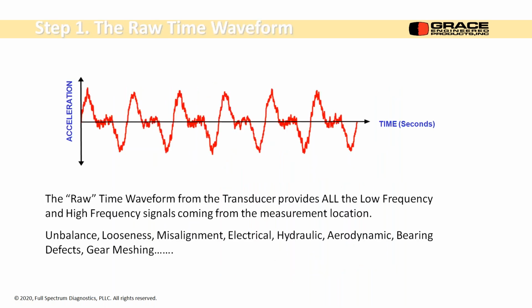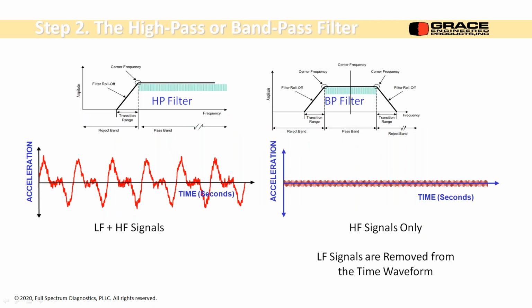I've got about 8 minutes left. We pull the same time waveform, goes into our analysis tool, and we do a little software magic to filter it and change it. So the raw signal has all the residual imbalance, looseness, misalignment, electrical, hydraulic, bearing defects, gear meshing. It has everything in it. Okay, we don't care about the big wiggles. We're looking for the real high frequency stuff that's riding on top of it. Okay, so we have to put it through a filter.